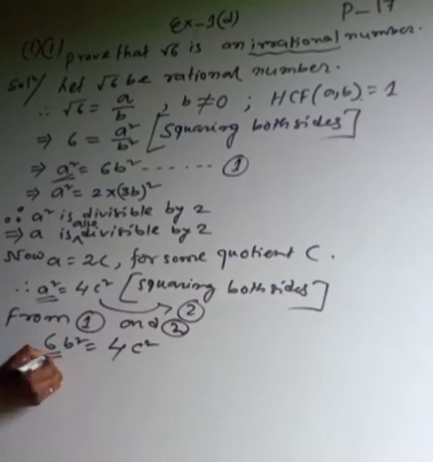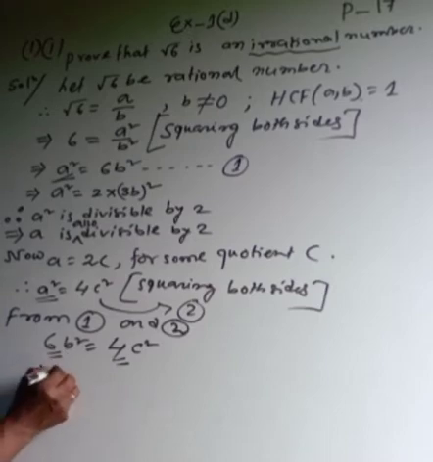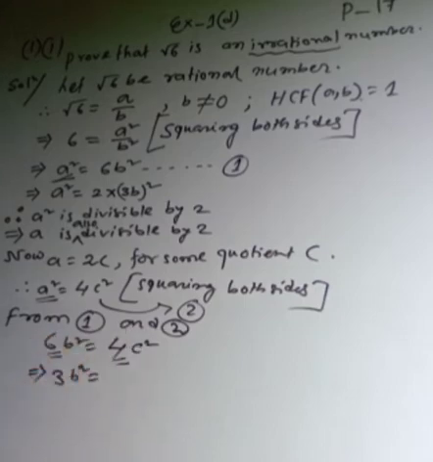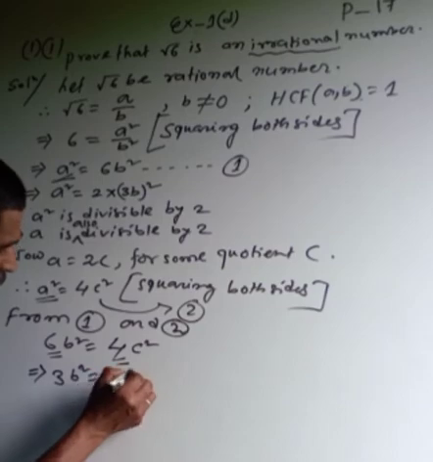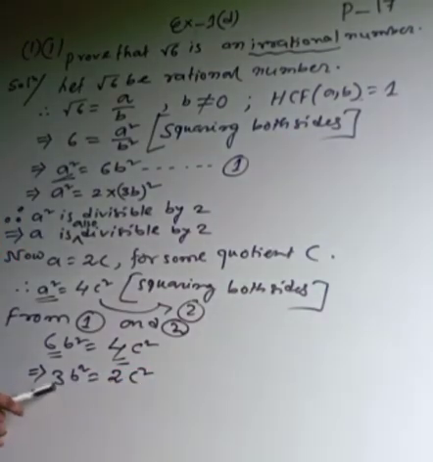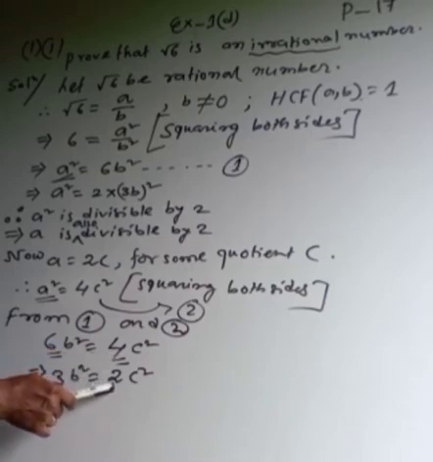We can see this 6 and 4 both are even numbers. If both are even numbers, we can divide by an even number. If you divide 6 by 2, what will be the result? 3, and b square is b square. Similarly 4c square, 4 divided by 2, how much? 2 remains. So 2 is the common divisor. 6 divided by 2 is 3, 4 divided by 2 is 2. So 3b square equal to 2c square.